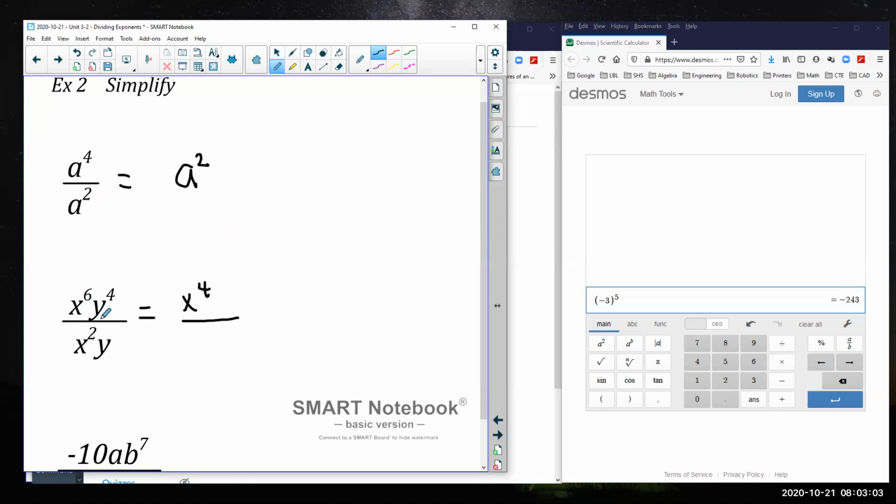And then on the y's, I've also got more y's in the numerator. So this is y to the 1st power. So I have 4 on the top and 1 on the bottom. So that gives me 3 left over on the top. Okay. And there's nothing on the bottom here. This just works out to be a 1. These canceled out with these other ones and made a 1. And so this is just x to the 4th, y cubed.